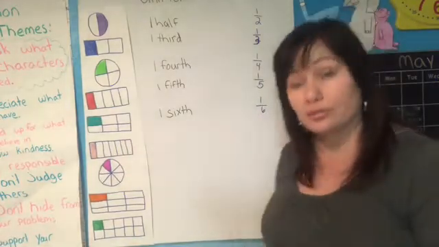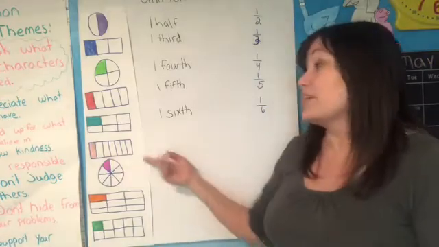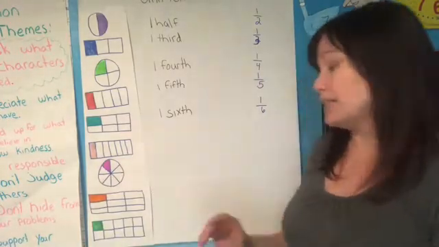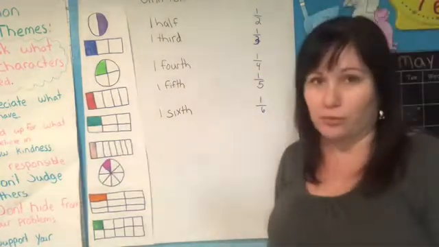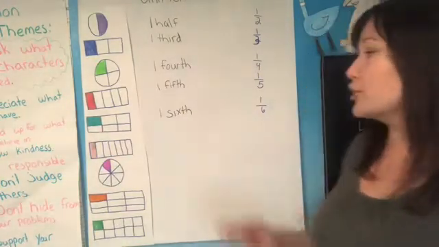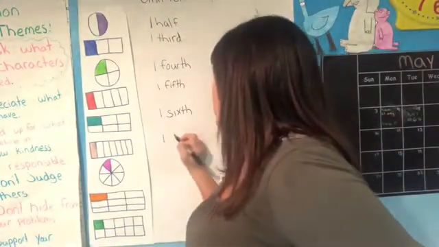When I draw 6 lines, I get 7 sevenths. I get 7 parts. And I go ahead and do that. And then I shade in 1. When you're done with that, you're going to write it in unit form. And we write that 1/7.